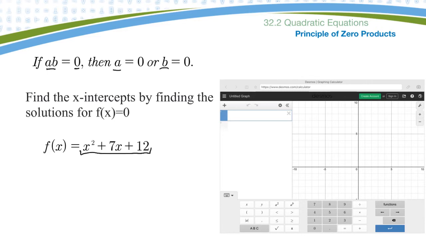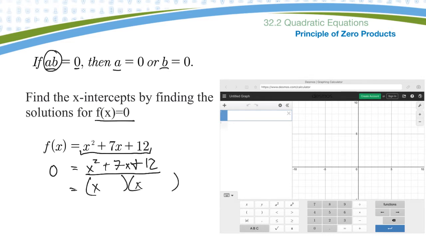So this question says find the x-intercepts where it crosses the x-axis by finding the solutions for this. So I'm going to put a 0 in for f of x. And now what I want to do is get this so it's the product of two things. And to do that, you factor. So x and x, two things that multiply to 12, add to 7, plus 3 and plus 4. Okay, and then you can equate both of those factors to 0 and then solve the equation. So factoring, the principle of zero products, that's why we learn how to factor, so that we can use the principle of zero products.